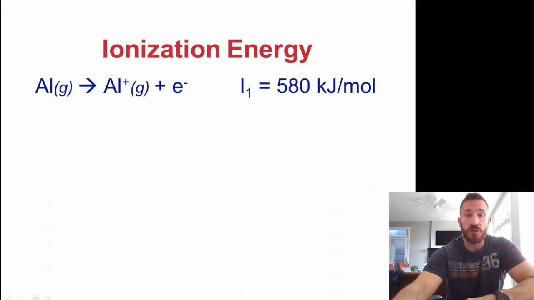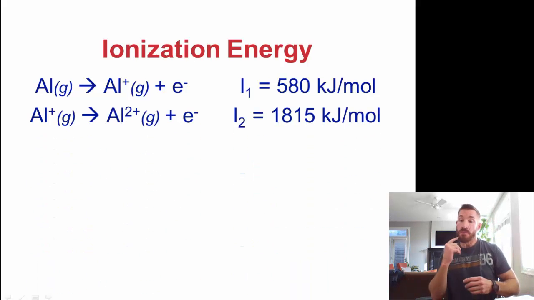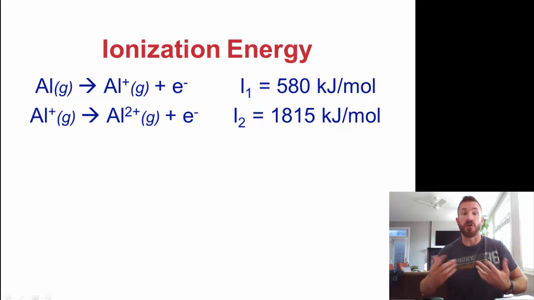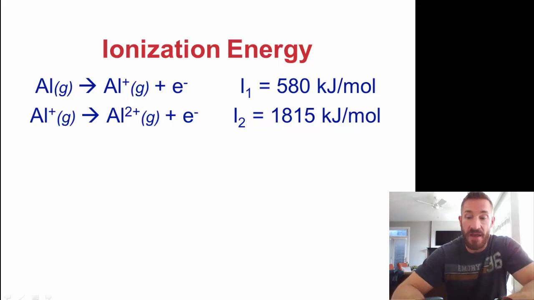Let's look at aluminum, and we're going to take it through successive ionization energy. So we start with a neutral aluminum atom, and it's the amount of energy that's required to remove that one electron. So that's I1, the first ionization energy. The second ionization energy is always going to be higher because, first of all, there's a charge. Aluminum is now charged, so you're removing a negative electron from a positive aluminum atom.